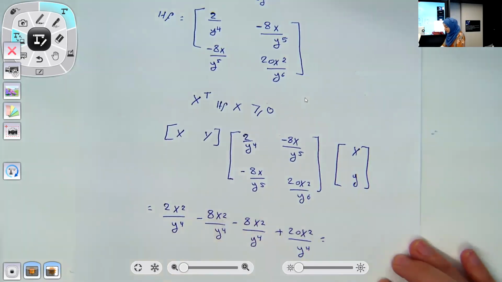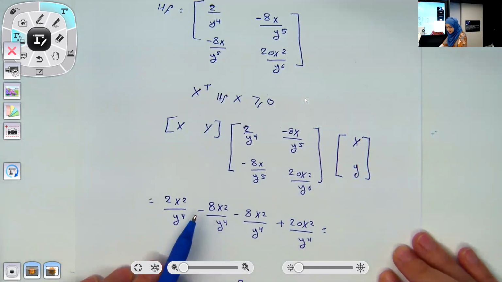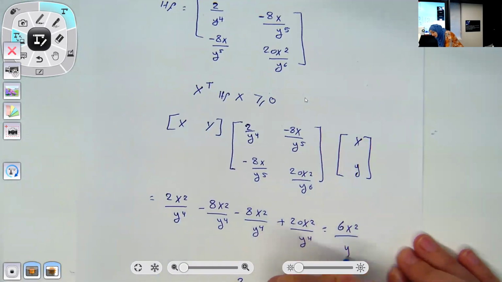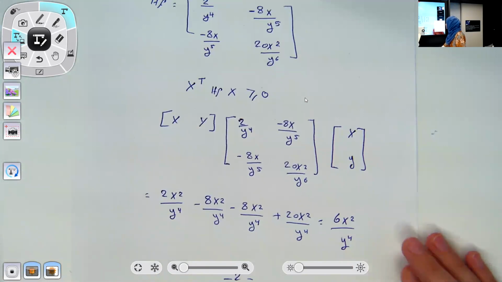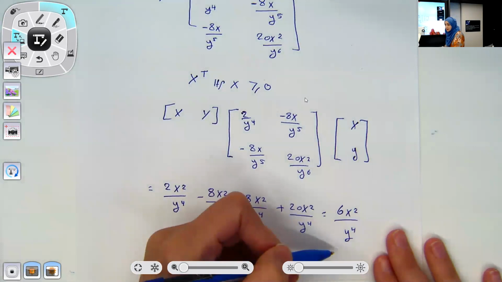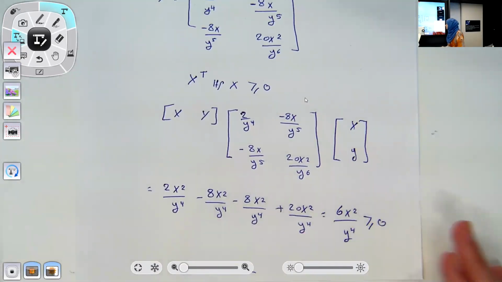If you try to simplify, here we have 20 plus 2, 22, minus 16, this is equal to 6. So this is equal to 6x squared divided by y to power 4. And we know that x squared is a function which is all the time increasing, and y to power 4 also is increasing, and all the time it's positive. So this is positive, and this is also positive. So this function is greater than or equal to 0. So this is the way we can prove that this function is positive semi-definite. Okay.